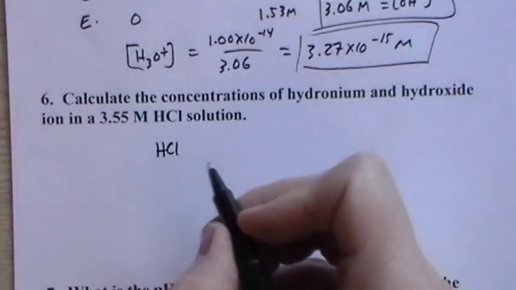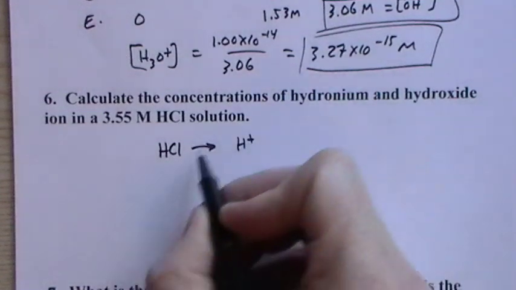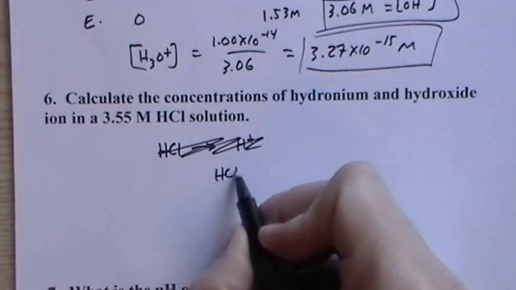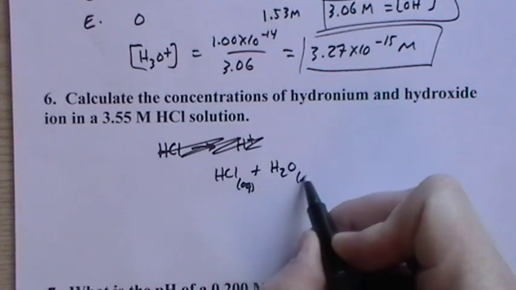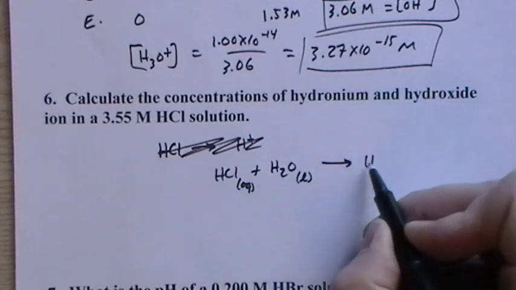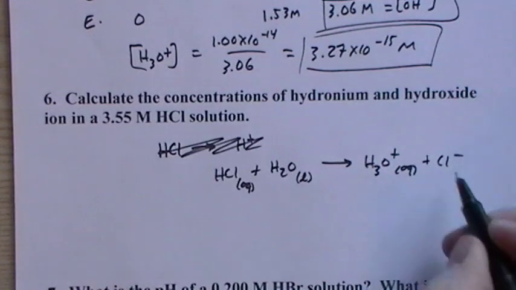Okay, calculate the concentrations of hydronium ion and hydroxide ion concentration in 3.55 molar HCl. Now the last one I did that ice table. This one we know that it breaks up into H+. Actually, let's do it properly. For us, we are going to have the water as part of the equation.